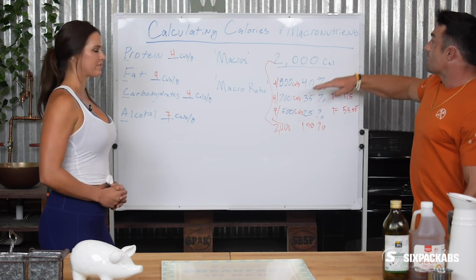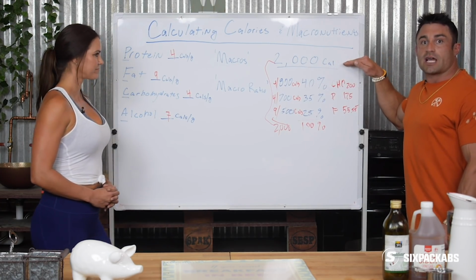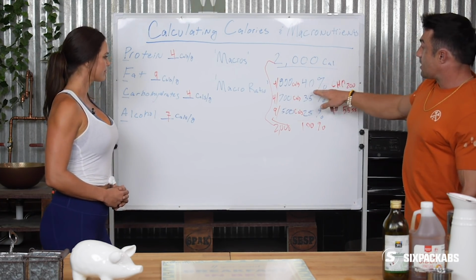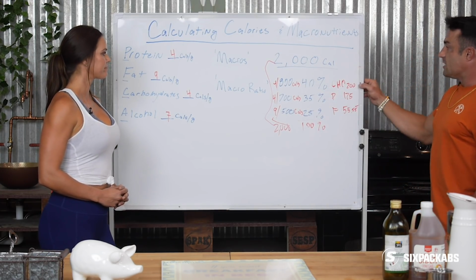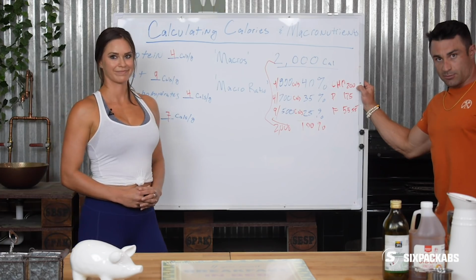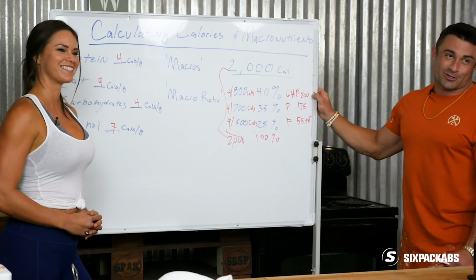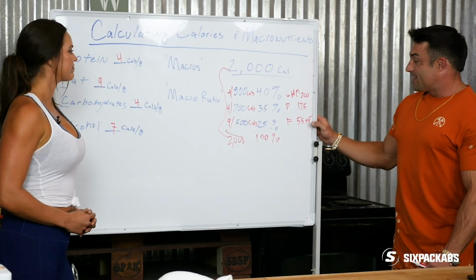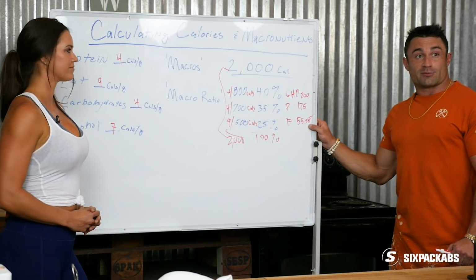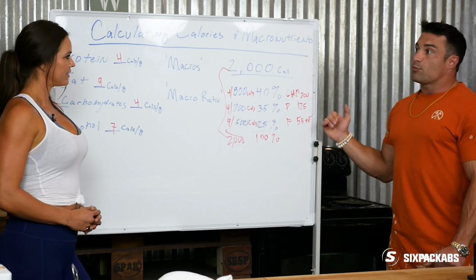So now you know if this person is eating 2,000 calories per day and they want to break it down to eat 40% carbs, 35% protein, 25% fats, they need to be consuming 200 grams of carbohydrates per day, 175 grams of protein per day, and 55.55 grams of fat per day. So that's how you break it down.